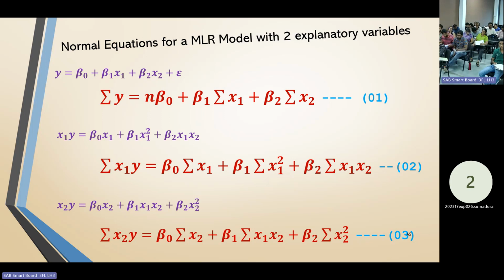So what is this? This is the original model. You take the original model and sum it up: sigma y equals n beta naught, beta 1 comes out, sigma x1, beta 2 comes out, sigma x2. So first thing, model sum.